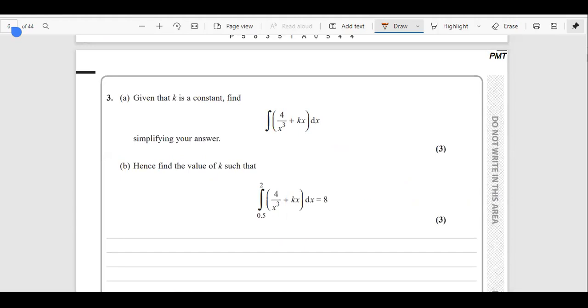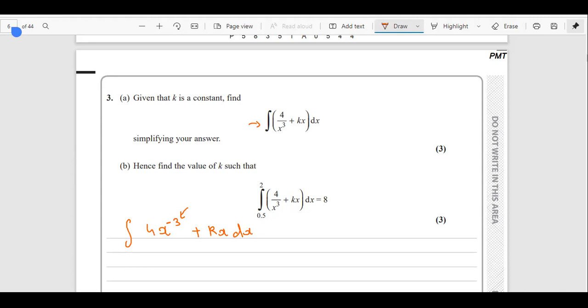Given that k is a constant, find the integration of the function with respect to x, simplifying your answer. Now we have to integrate a function. Whenever you have to integrate a function, try rewriting the question this way: 4x to the power of minus 3 plus kx dx.